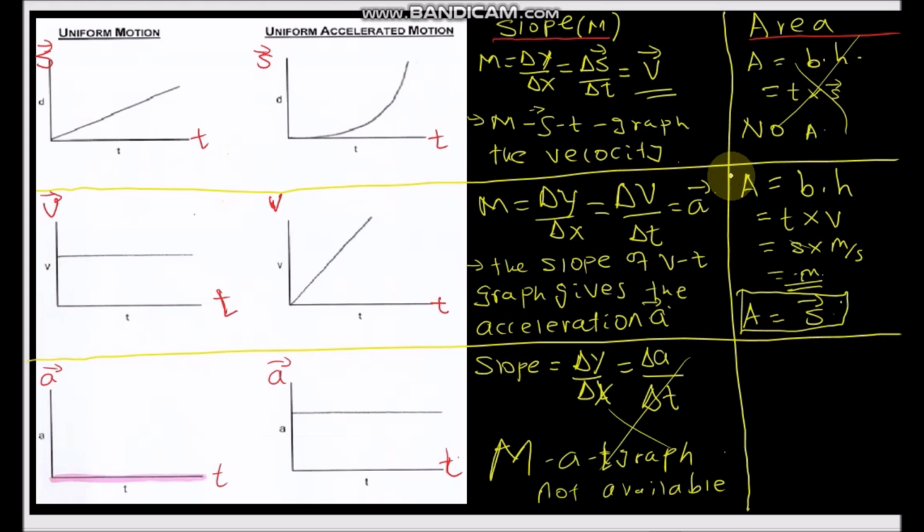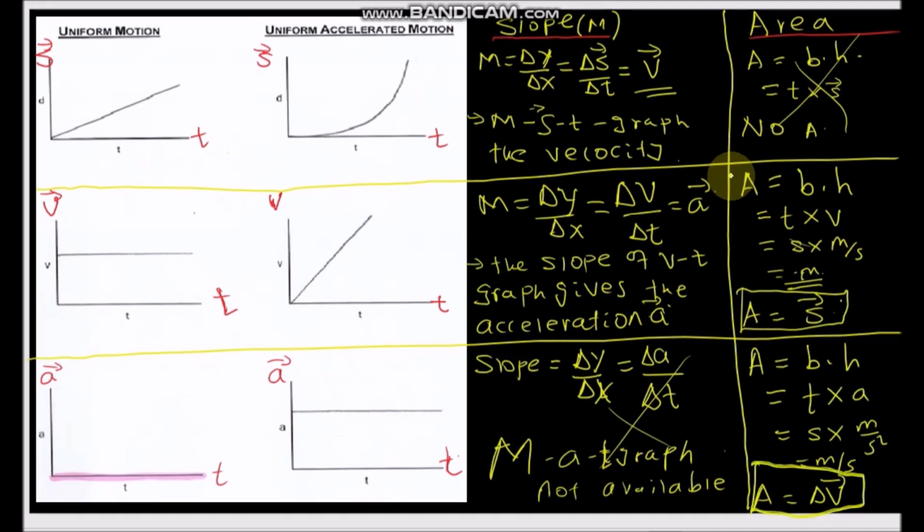What about the area? The area of the acceleration time graph is given by base times height. Let's take the base as the time and the height as the acceleration, which gives time in seconds times acceleration in meters per second squared, which is equal to meters per second. That gives the area, the change in velocity. That's about the area and the slope.